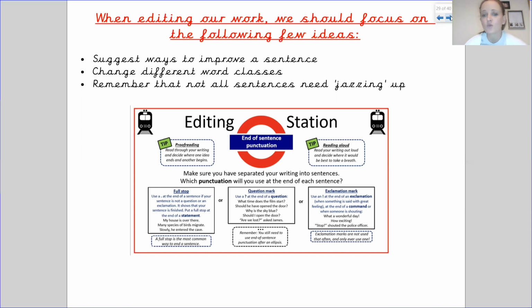Remember to proofread your work. So read through your work and decide where one idea ends and others begin. Remember that would be the end of a sentence, which should have a full stop. Read your work out loud because that will help you to better hear it and see if you've made mistakes. Look for your full stops, your question marks, your exclamation marks. Have you used them correctly in your sentences?